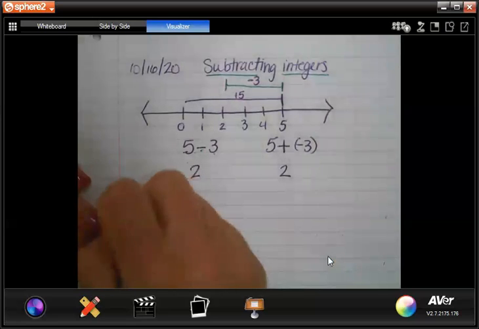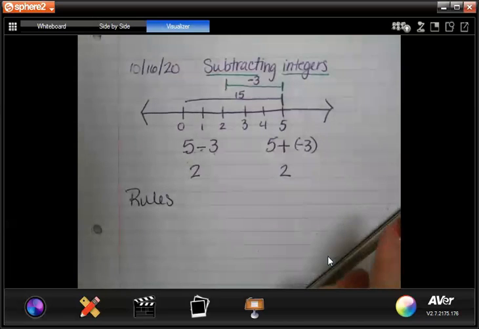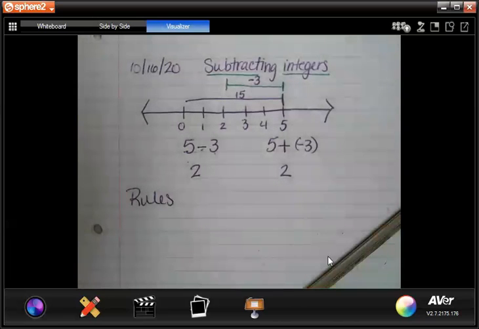Here it is. Actually, you know what? We're going to pause for a quick second. I'm going to put you guys in really fast breakout rooms, and I want you guys to come up with a rule.